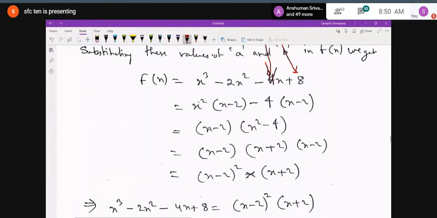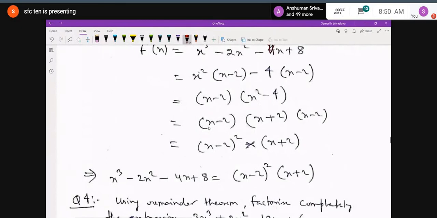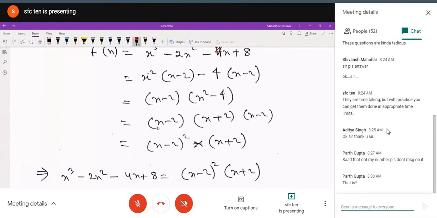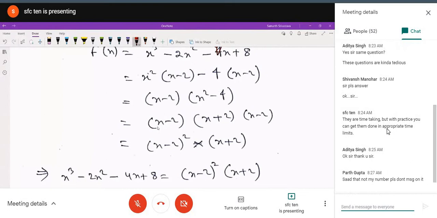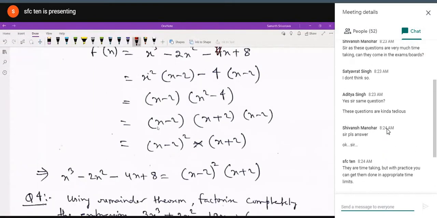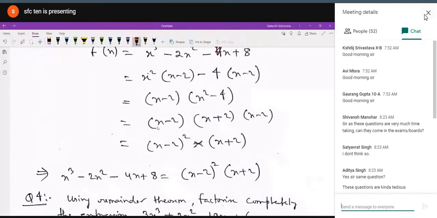And in the last two terms, minus 4 is common, so x minus 2, and you can take x minus 2 as common, x square minus 4, and when you factorize, then you will get x minus 2 into x plus 2 into x minus 2, so x minus 2 whole square into x plus 2. That means you will get the factors of this function in x as x minus 2 whole square into x plus 2.